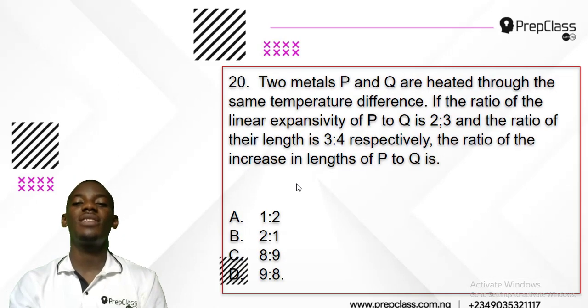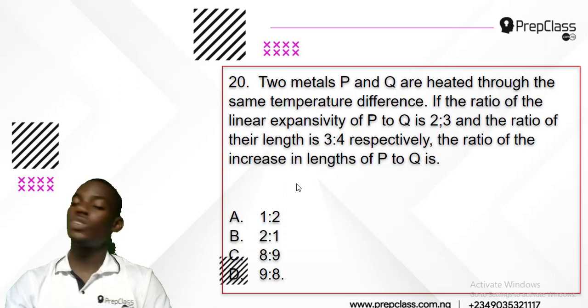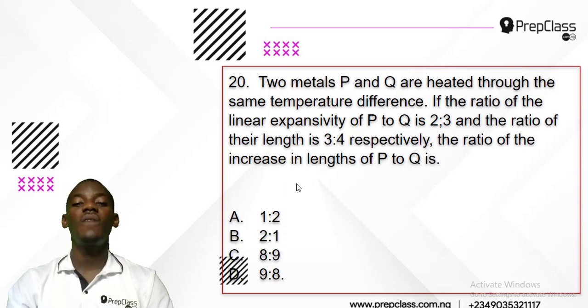So let's see number 20. Two metals P and Q are heated through the same temperature difference. If the ratio of the linear expansivity of P to Q is 2:3 and the ratio of their lengths is 3:4 respectively, the ratio of the increase in length of P to Q is what?